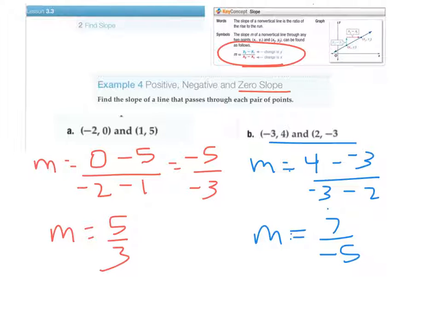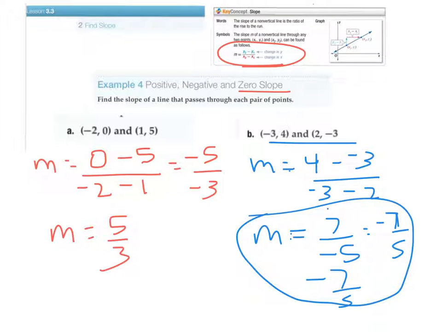Now, it doesn't matter where the negative sign goes. You could have it on the bottom, you can have it on top, or you can have it right next to it. Either way is the same exact answer, so all of these are the same and correct.